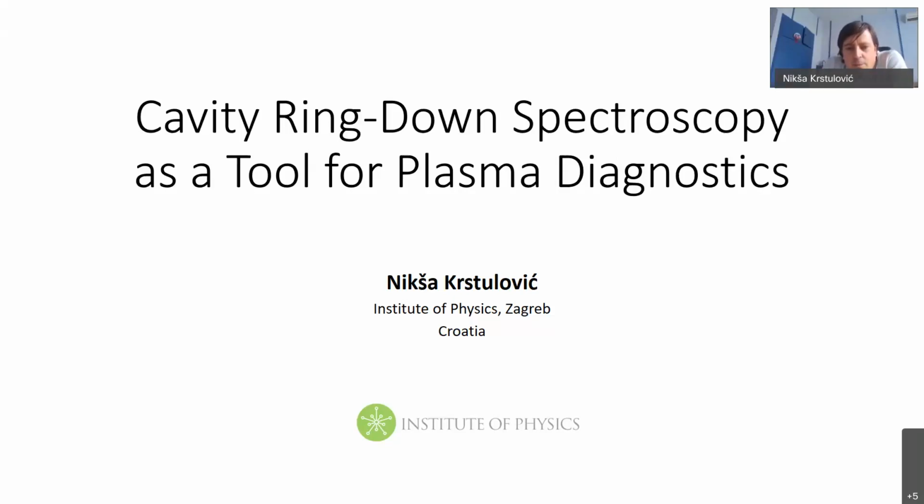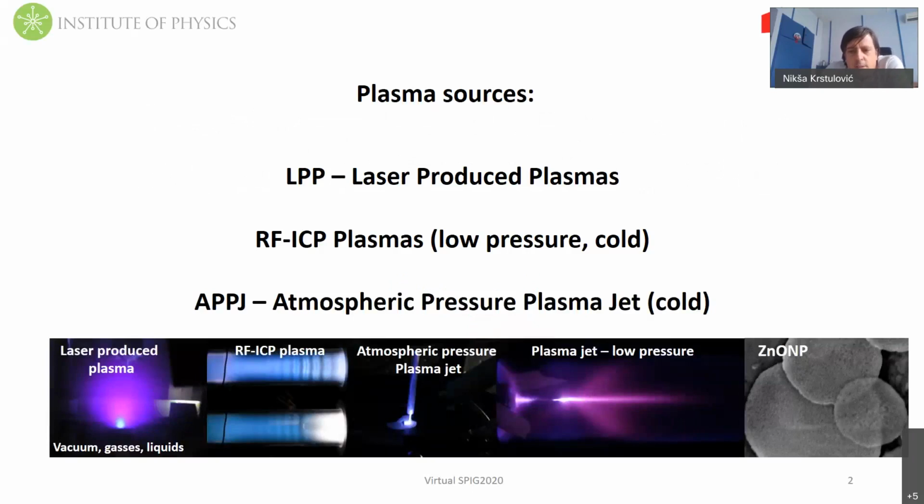I'm coming from Zagreb, from the Institute of Physics, and my topic today will be the application of cavity ring down spectroscopy for diagnostics of plasmas, where we will focus mostly on laser-produced plasmas. But in our laboratory, we're studying different kinds of plasmas, so besides laser plasmas, which can be produced in vacuum, gases, and even in liquids for synthesis of colloidal solutions of nanoparticles, we are also studying radio frequency plasmas, atmospheric pressure plasma jets, and plasma jets at lower pressures.